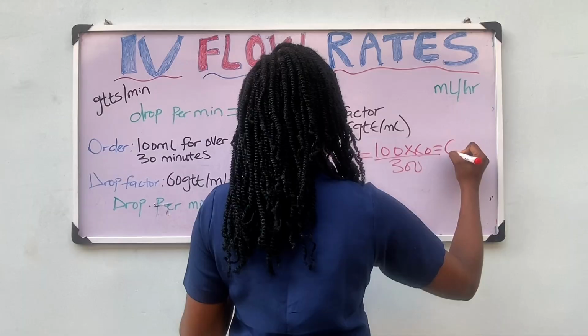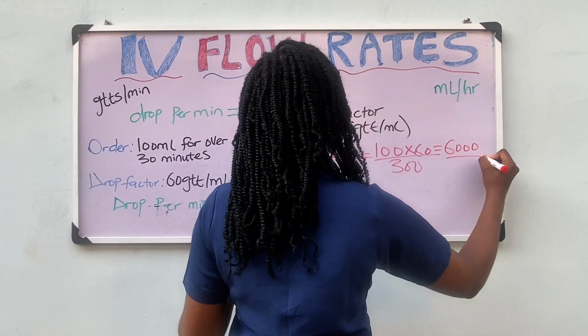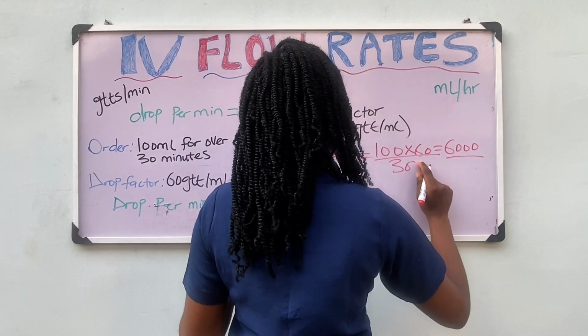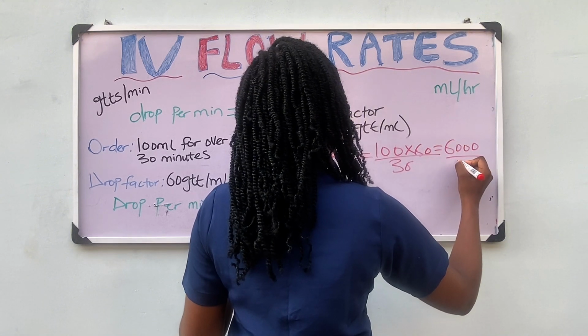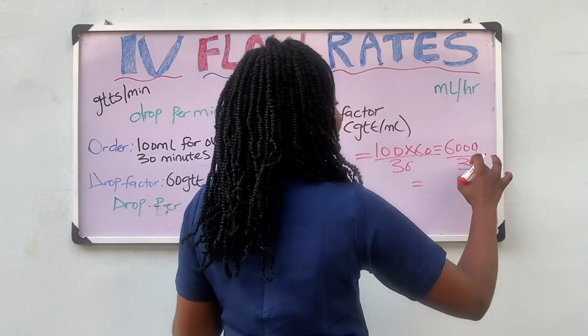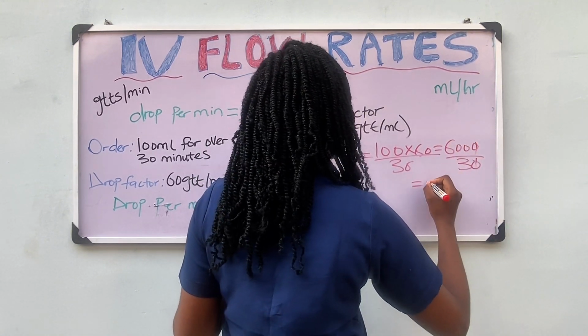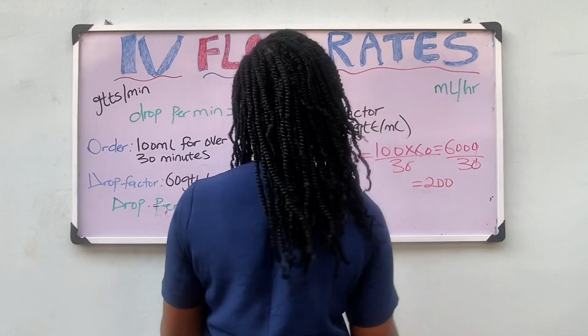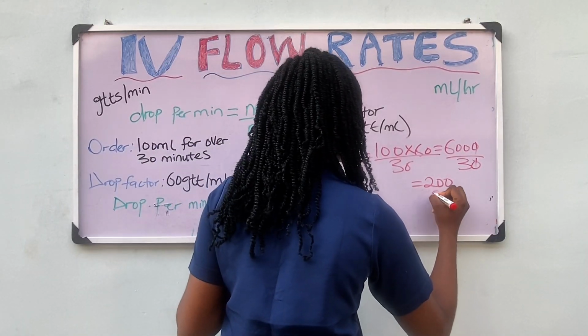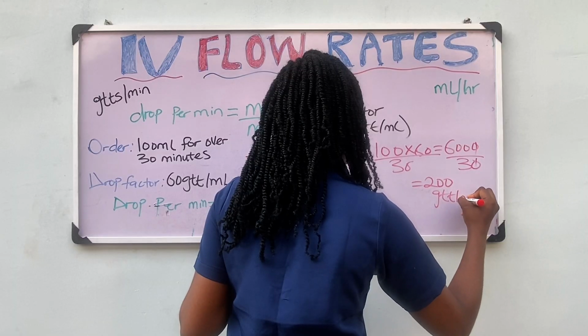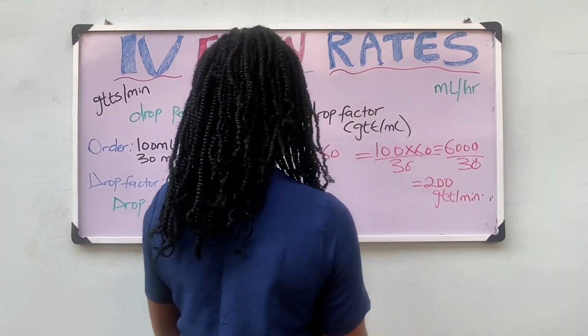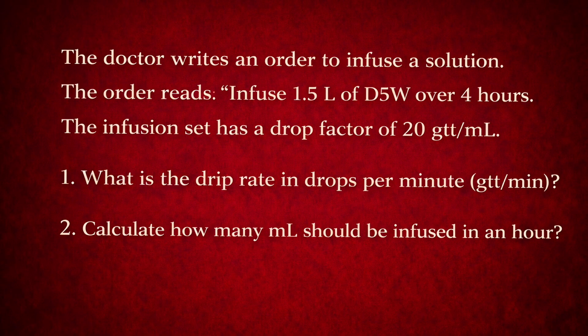Okay, so that's going to give us 6000 divided by 30. When we divide 6000 by 30, we are going to have 200. So that means our drop per minute says what? 200 GTT per minute.